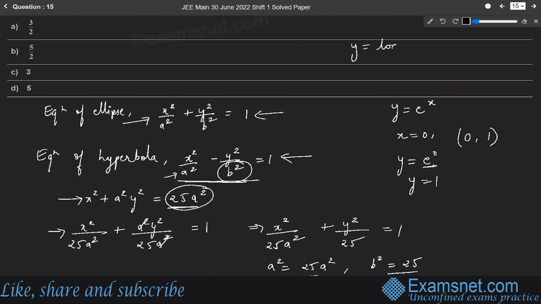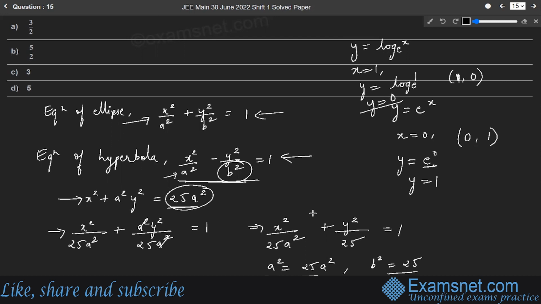y is equal to log base e of x. Here in this curve, if we put x is equal to 1, then what will be the value of y? Let us put it. y will be equal to log base e of 1. And what is log base e of 1? It is 0. So y will be equal to 0. So we have another coordinate, which is x is equal to 1, then y is equal to 0.